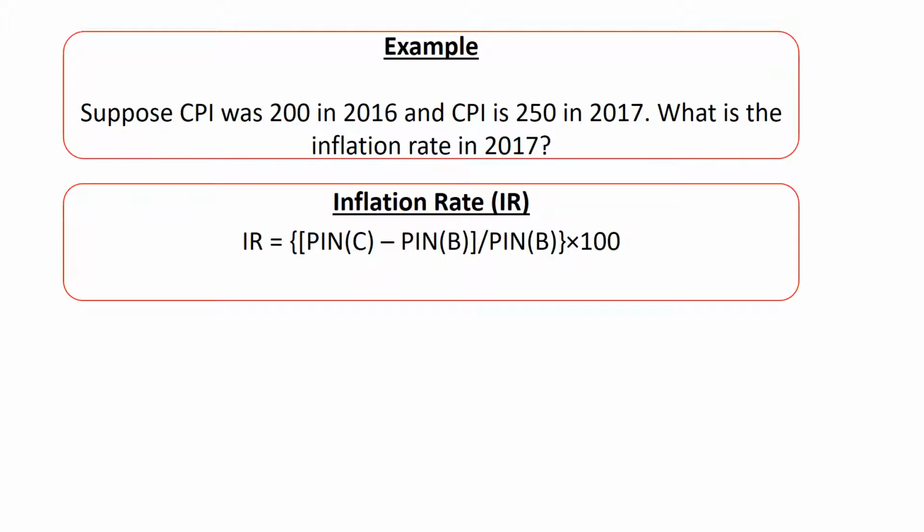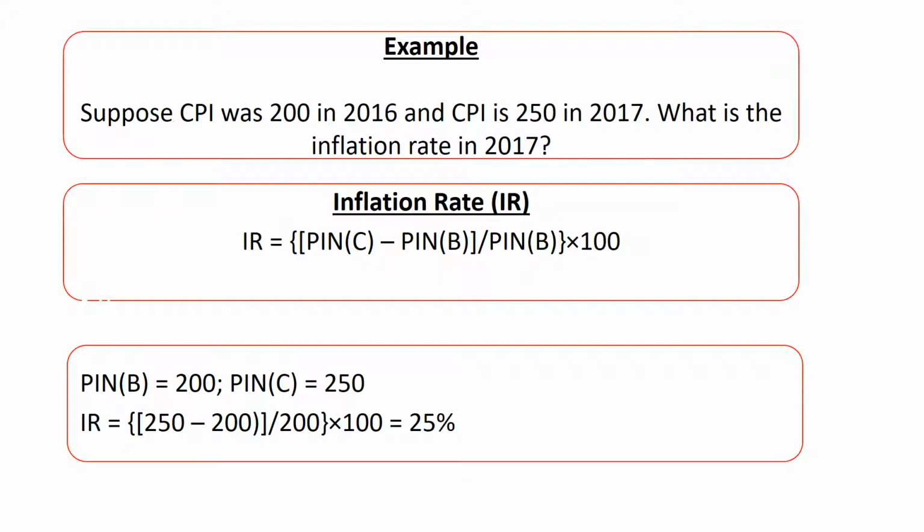And what is PIN C? It refers to the price index number in the current year. The current year for us is 2017. PIN B refers to the price index number in the base year, and the base year for us is 2016. So we just plug in these numbers and we solve for it, and what we get is an inflation rate of 7.5%. And this is how inflation rate is calculated, and what it tells us is prices rose by 7.5% in 2017 as compared to 2016.